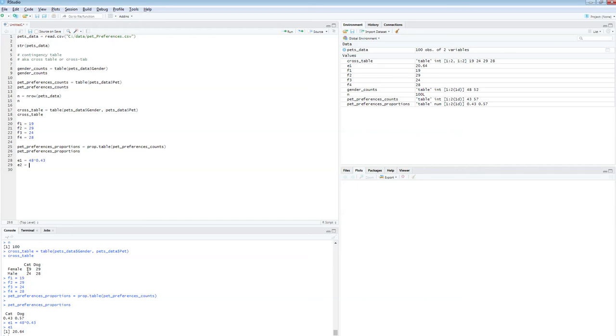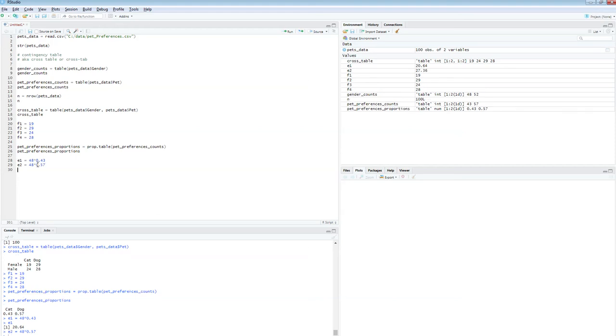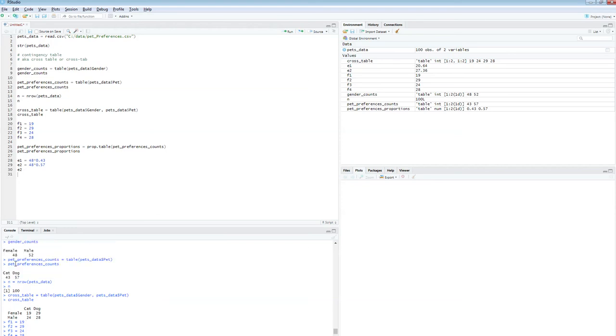How about E2, expected frequency number 2? That's what I expect to see among females if null is true, and these proportions apply to females, right? In this case, out of 48 females in my sample, 57% would prefer dogs, right? So I multiplied by 0.57. So if null was perfectly fine, and 57% of males and females would prefer dogs, then out of 48 females, 57% would prefer dogs, and that would correspond to the count 27.36. Again, don't worry about the fraction. This is just a test.